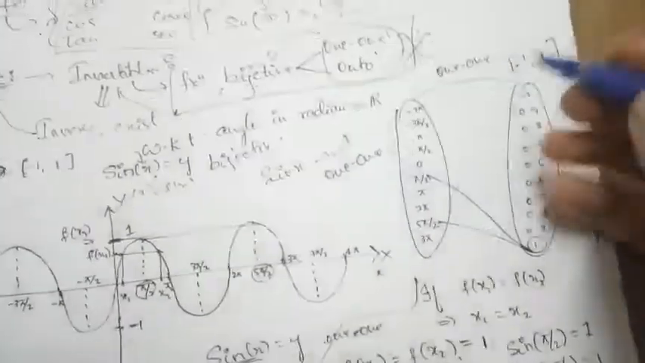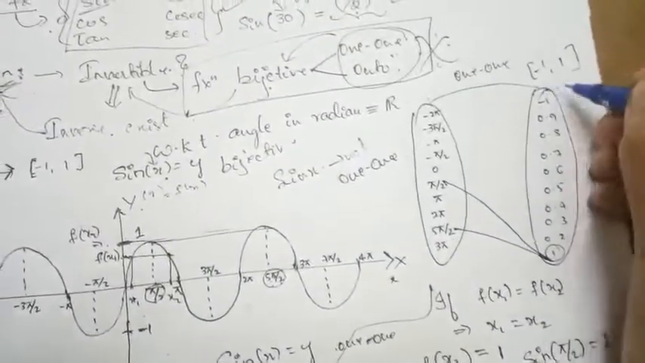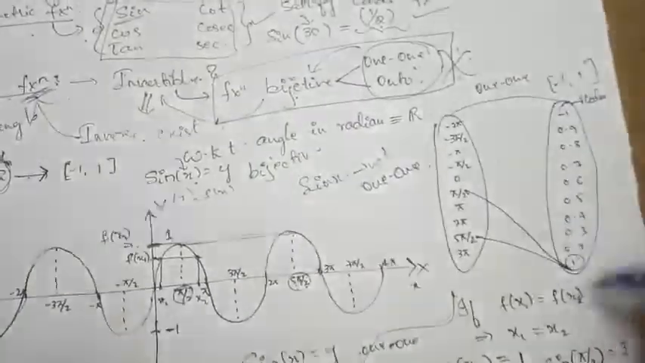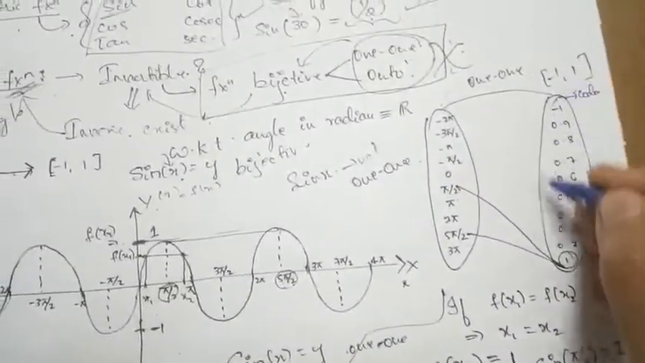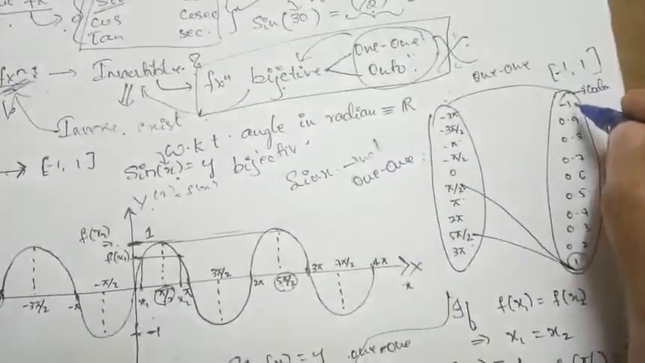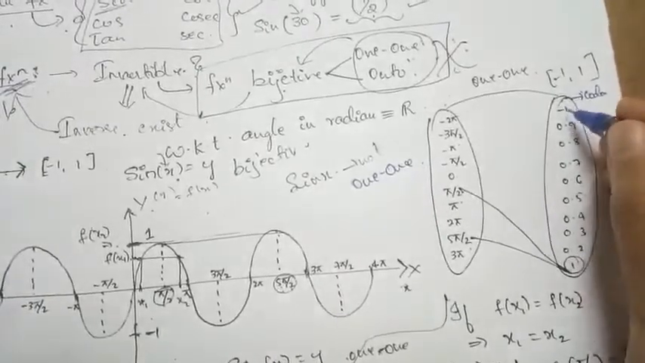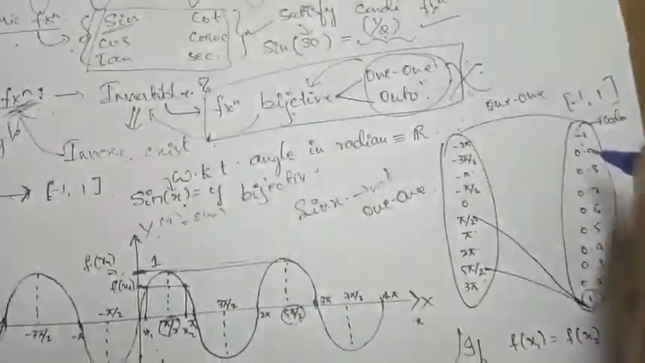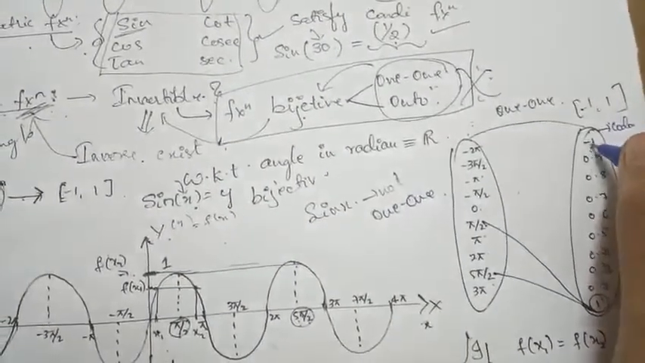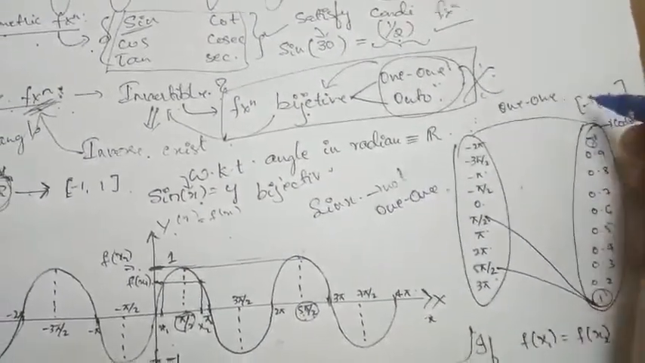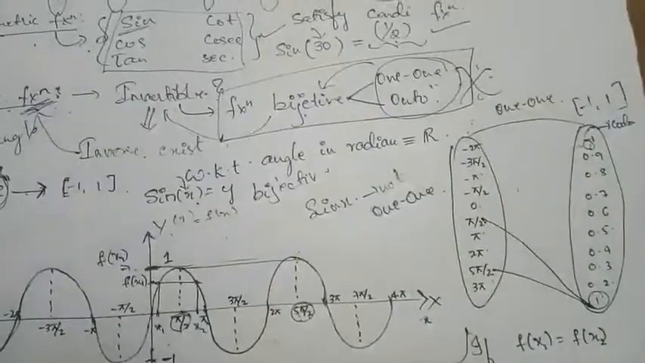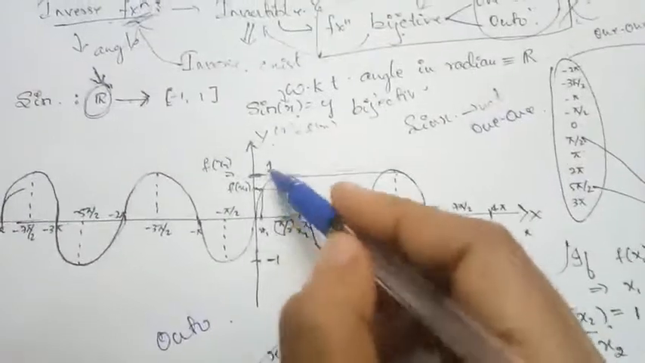When we talk about onto, what is our concentration upon? Our concentration is upon the codomain, that is the range value lying from -1 to 1. If we take any value, since there are infinitely many values lying from -1 to 1, here I have represented only a few. If you take any point from this range from -1 to 1, you have one particular angle. You can observe that in the graph itself.